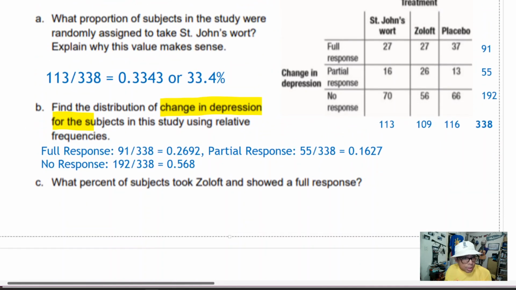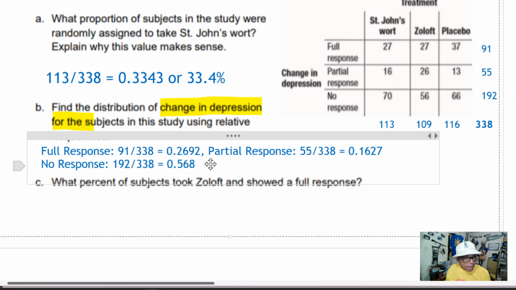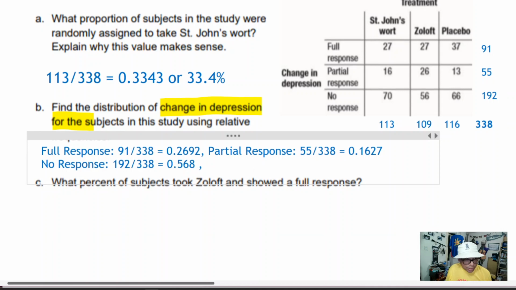What percentage of subjects took Zoloft? Actually, let me go backwards here. I want to remind us all that what we are looking at here, since we're looking at this margin over here, is actually what we would call a marginal distribution. Marginal distribution, because our values and our numerator come from the margin.